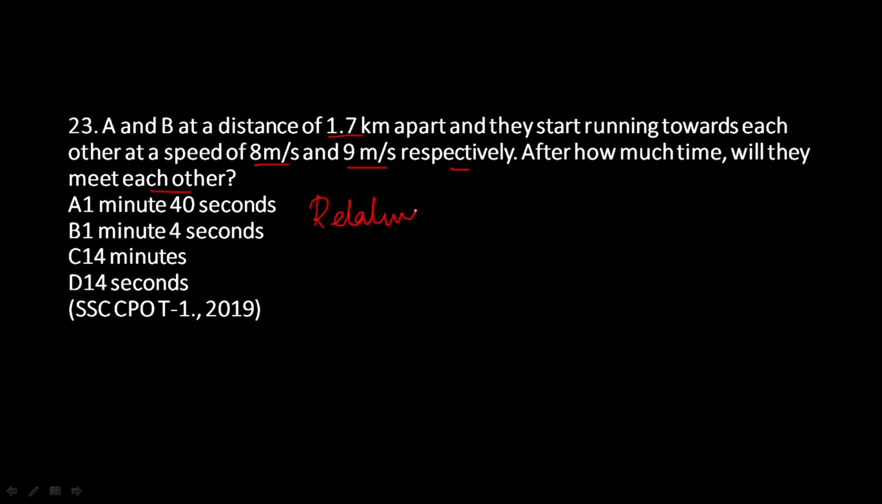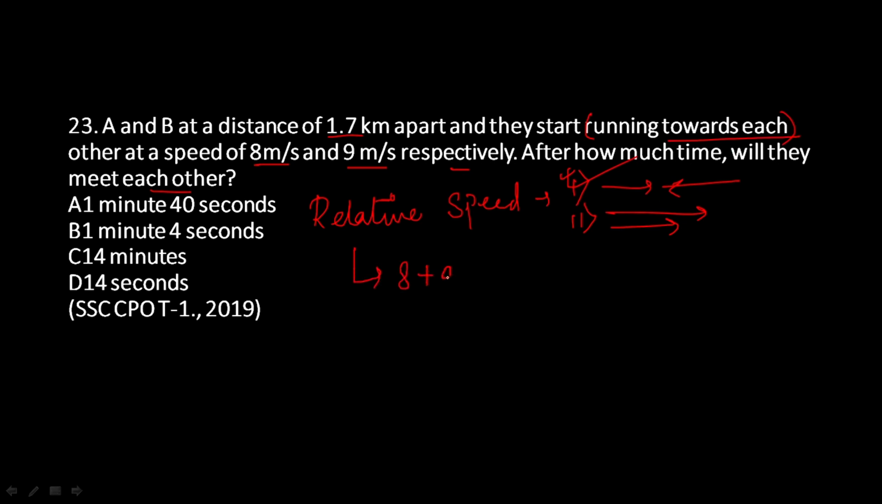What do we know? That relative speed is of two kinds. First case, they are moving towards each other, and the second case is they are moving in the same direction. Clear? In this case, number 1 is applicable because running towards each other is mentioned. So what would be the relative speed? 8 plus 9 meter per second means 17 meter per second is the relative speed. And what do we know? Distance is equal to speed into time. In this case, it is relative speed.